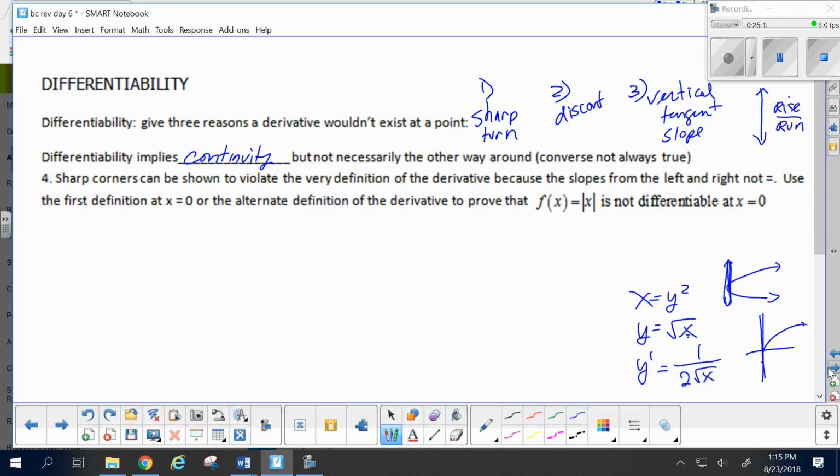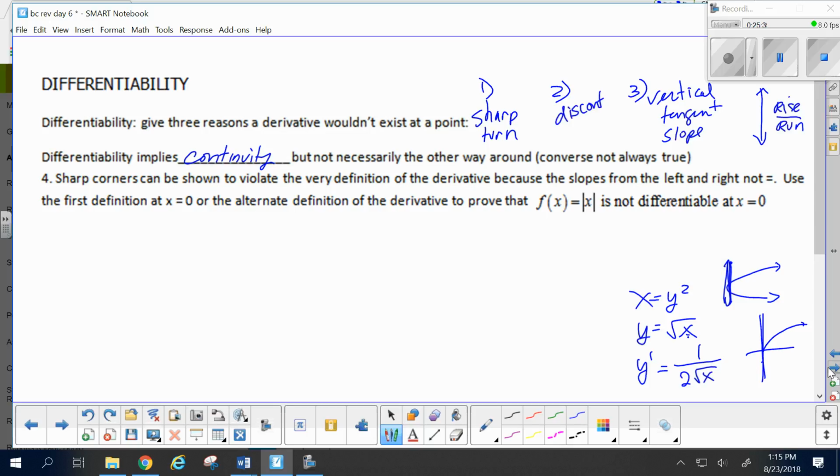It's not necessarily saying the same the other way around. In other words, the converse is not necessarily true. If it's continuous, must it be differentiable? No. Give me a counterexample. Sharp turn. Okay, that's continuous, but not differentiable. All right.